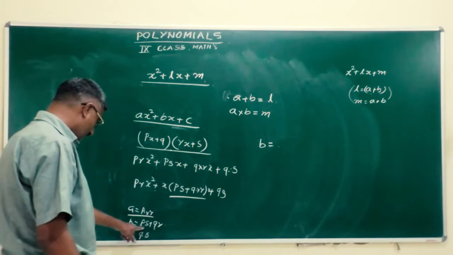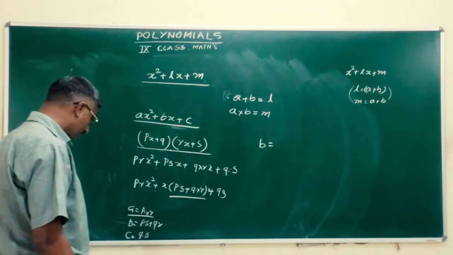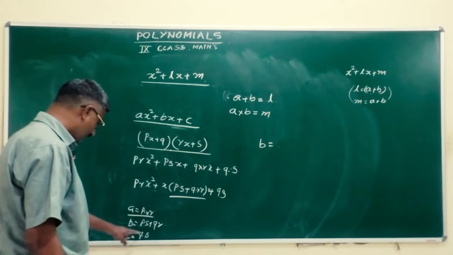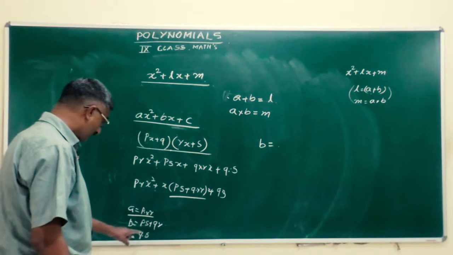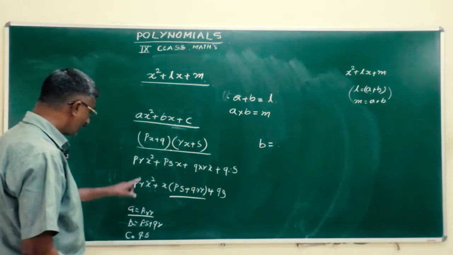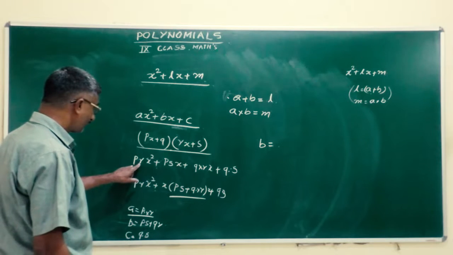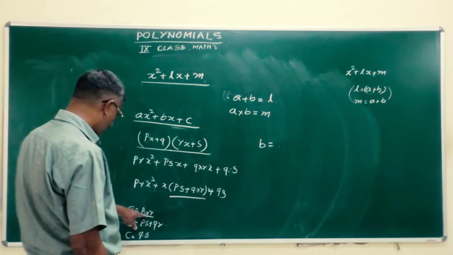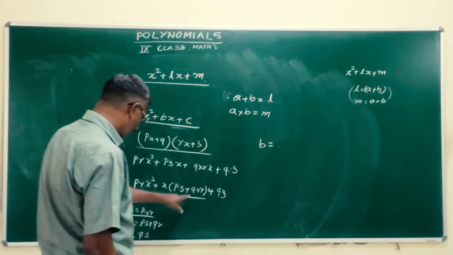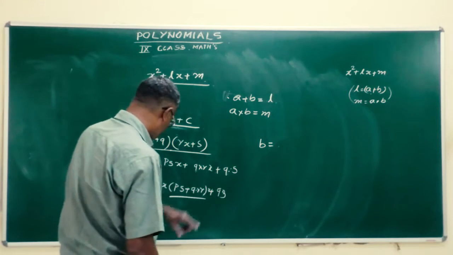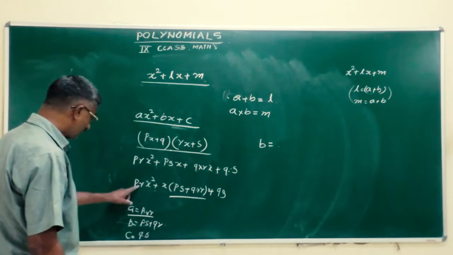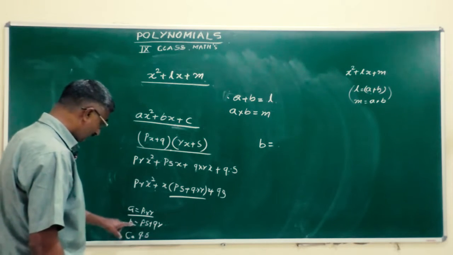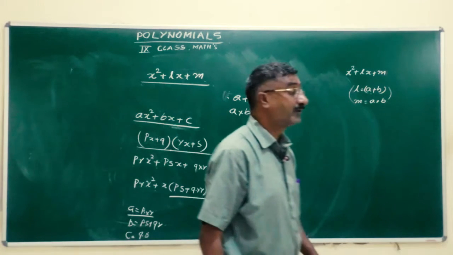PS plus QR, PR plus QS is coming. Okay, PR into QS is x square. Okay, A is this one, B is here and C is here. A is resembling with this one, A, B and C. Clear?